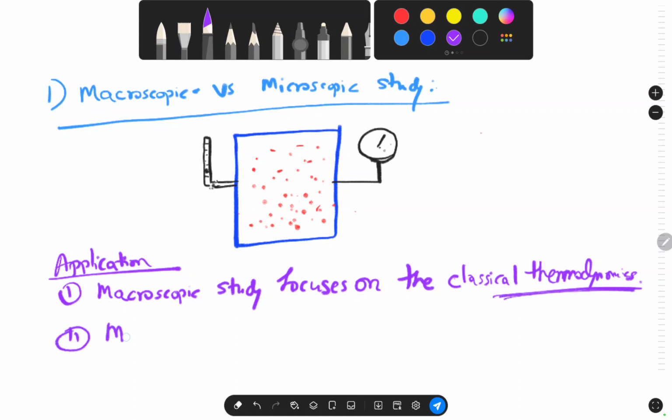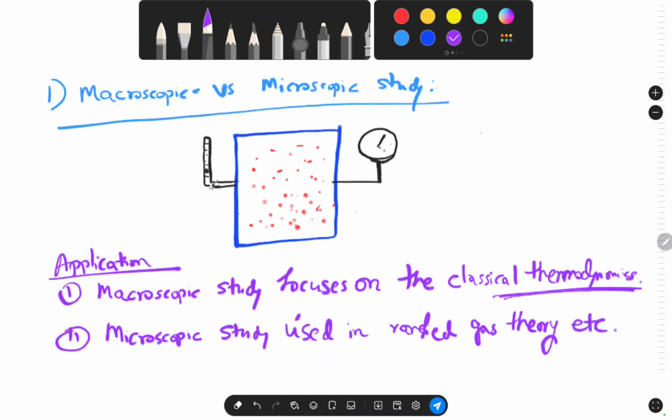While microscopic analysis focuses on microscopic studies, used in rarefied gas theory, etc. In many other applications we can use the microscopic approach, but in our scope of study we only focus on the macroscopic.